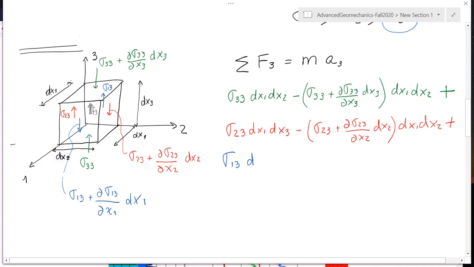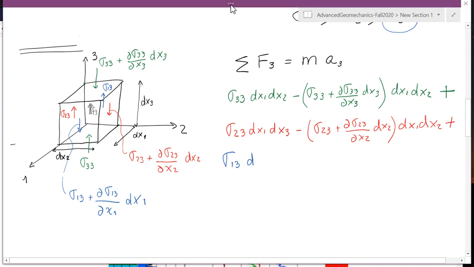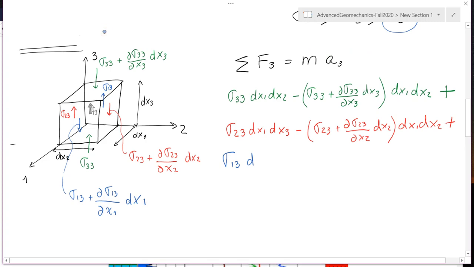Okay, so this is dx2 times dx3, and the same for the opposite stress on the opposite face.